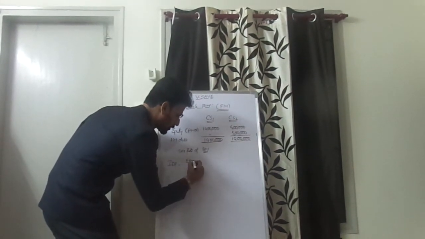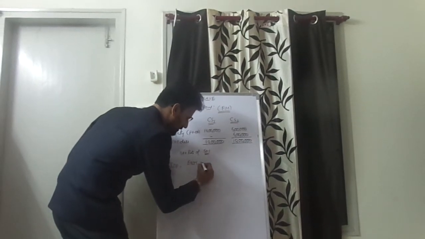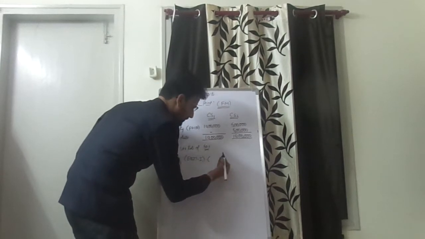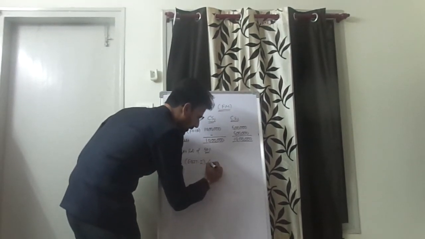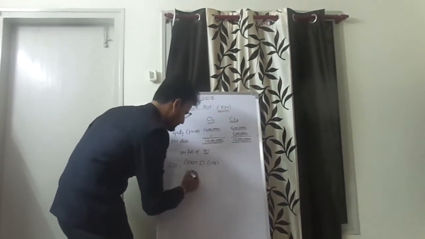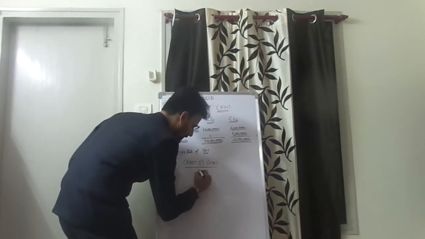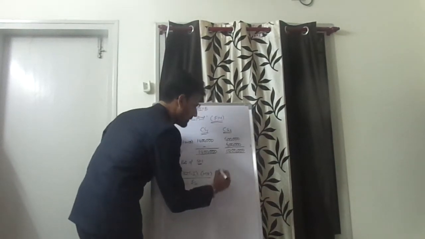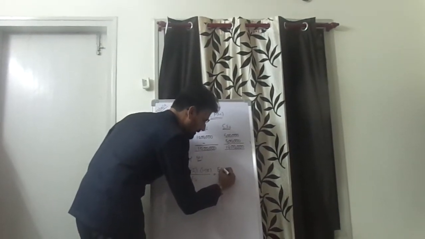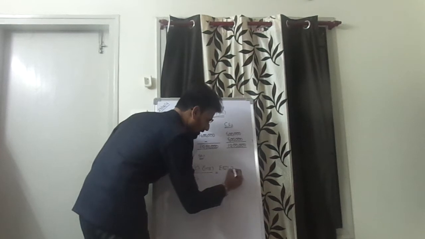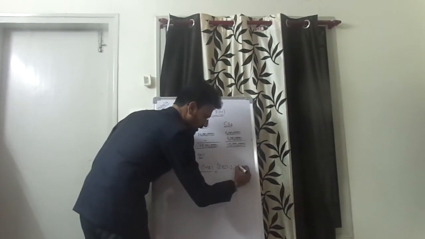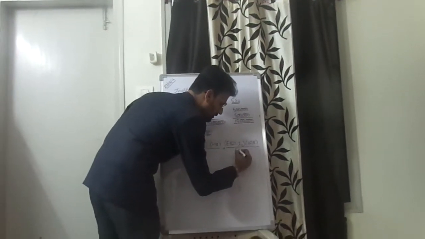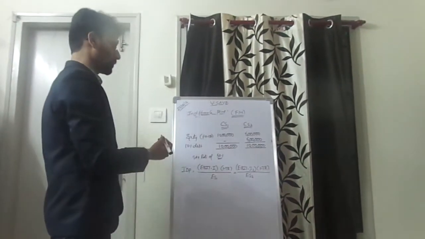EBIT, which is what we are going to compute, minus interest under option 1, into 1 minus tax rate, whole divided by equity shares under option number 1, shall be equal to EBIT minus interest under option number 2, into 1 minus tax rate, divided by equity shares under option number 2.